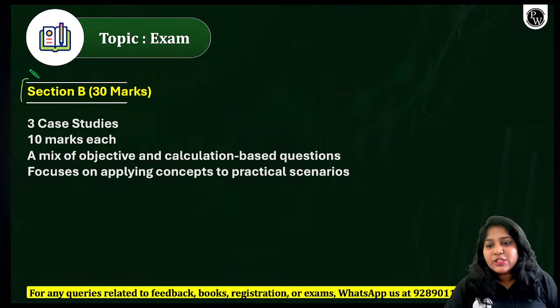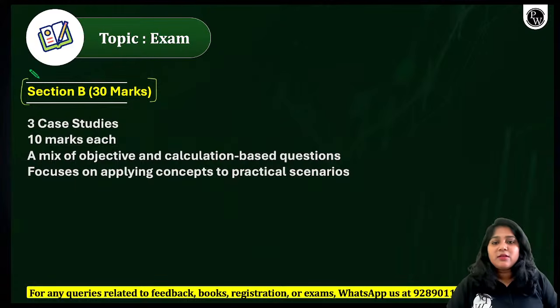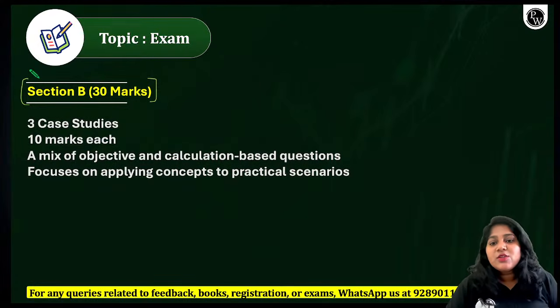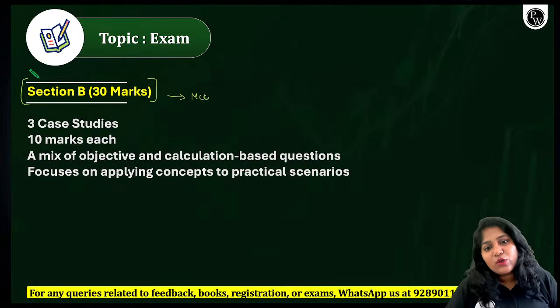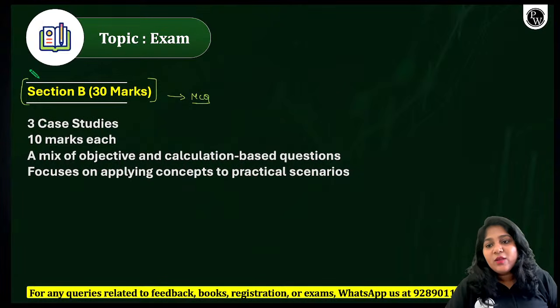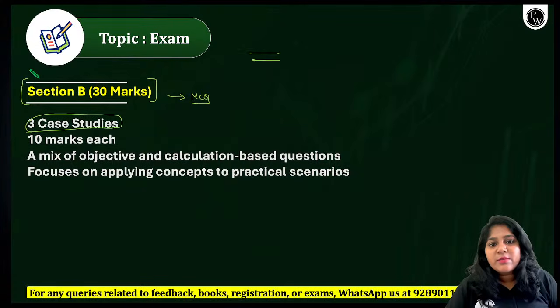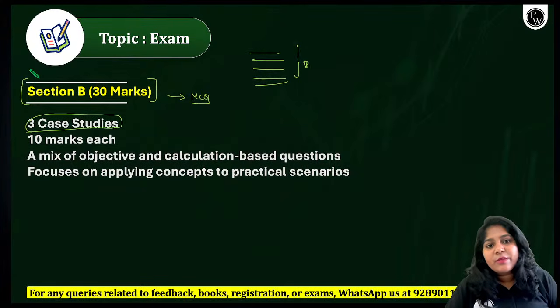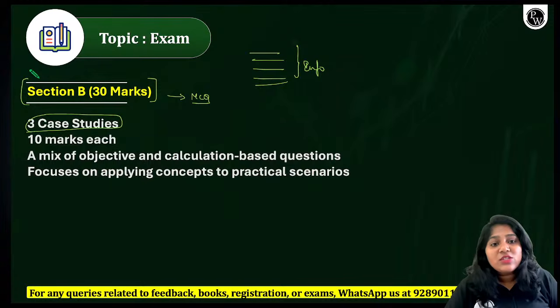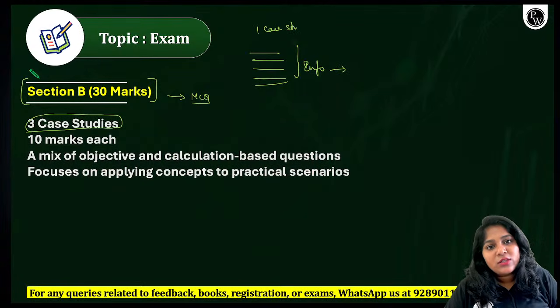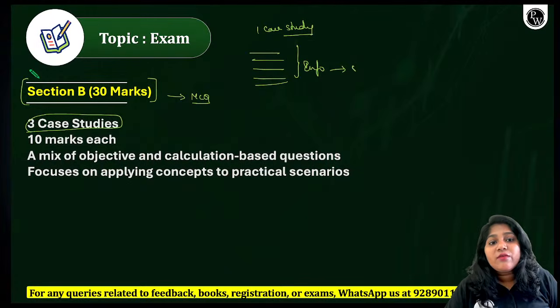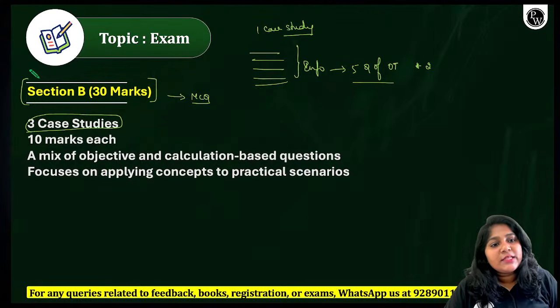So now comes section B, which considers the remaining, additional 30 marks. This is also MCQ based only, but here you'll have 3 case studies. What are 3 case studies? You'll get some case scenarios, some information will be given. Based on this information, which is one case study, you will get 5 objective type questions of 2 marks each.